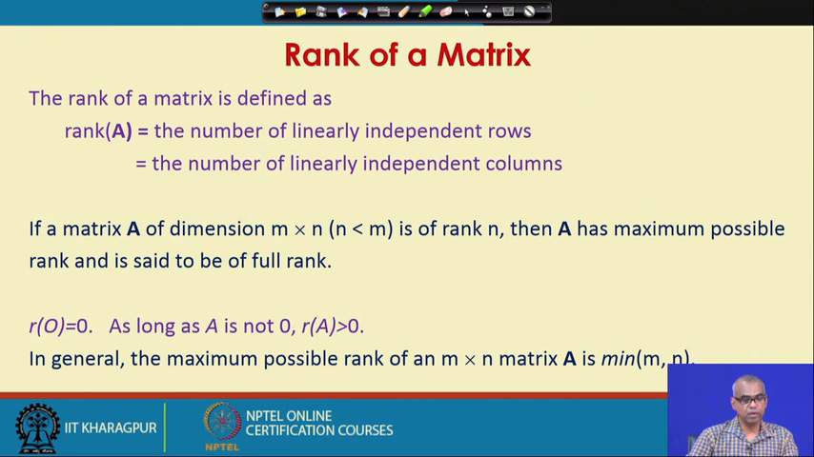Rank of a 0 matrix is equal to 0. As long as A is not a 0 matrix, the rank of A will be greater than 0. In general, the maximum possible rank of an m by n matrix is the minimum of m and n. So, if you have m rows and n columns, the minimum between the two is usually the maximum possible rank of the matrix.